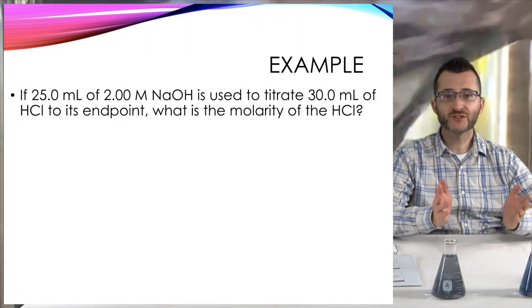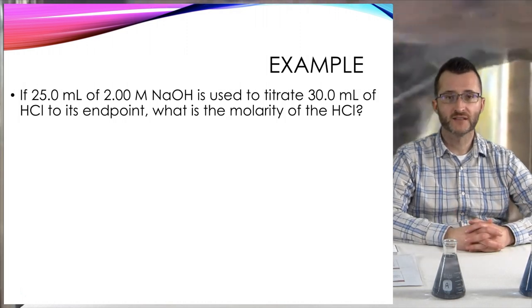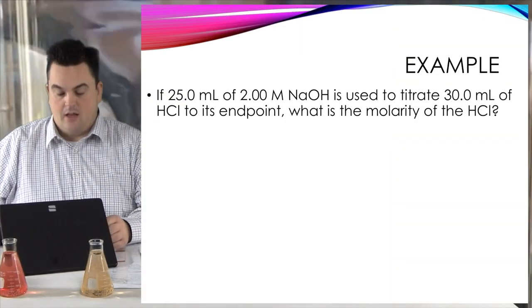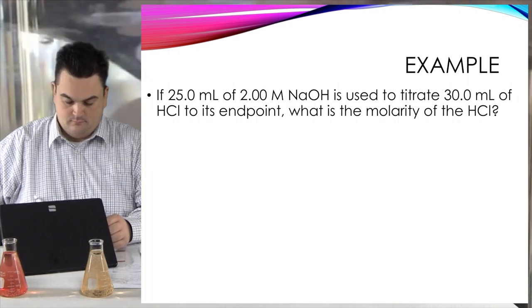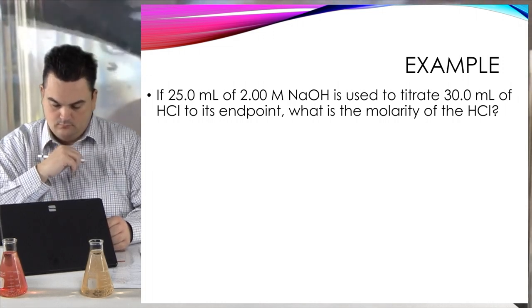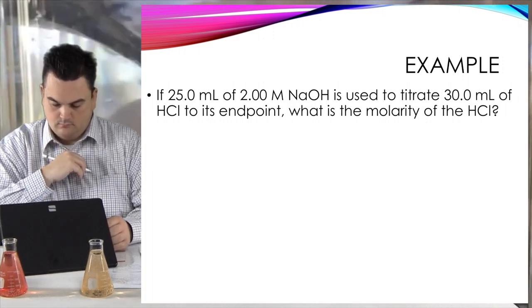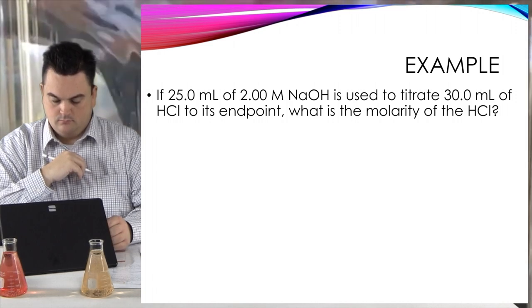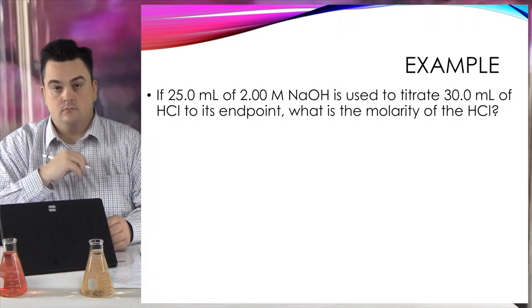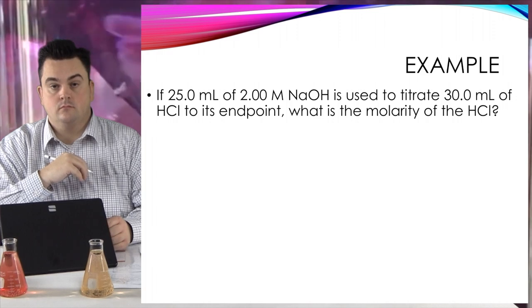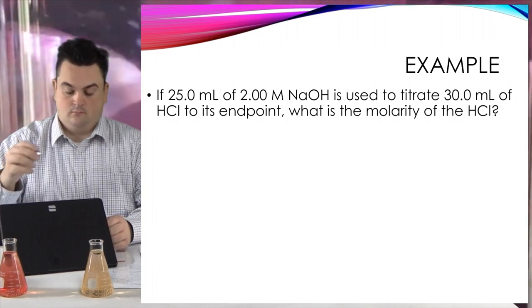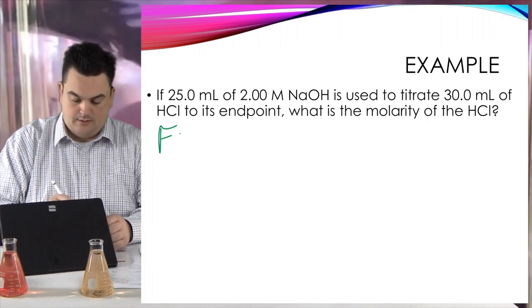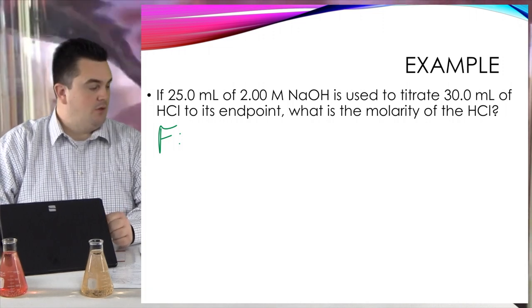Let's do an example showing you how to use the titration formula. You ready, Fu? I'm ready. All right. If 25.0 milliliters of 2.00 molar NaOH is used to titrate 30.0 milliliters of HCl to its endpoint, what is the molarity of the HCl? All right, let's start with our formula. All right, that would be MAVA equals MBVB. Correct.